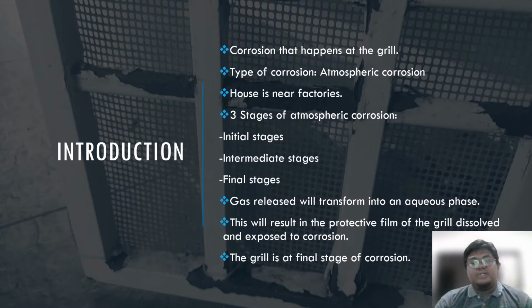From our example on atmospheric corrosion, we can say that our grill is in the final stage of atmospheric corrosion. This can be determined by the brown rust layer that appears on the grill, which is made out of steel.